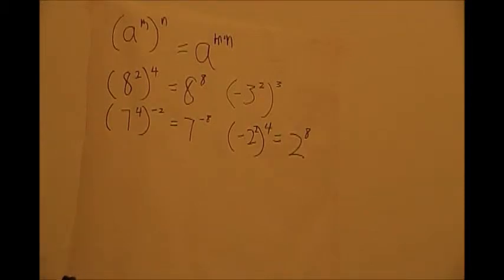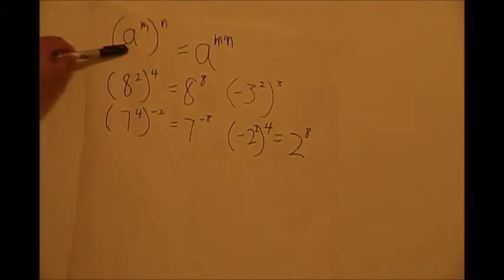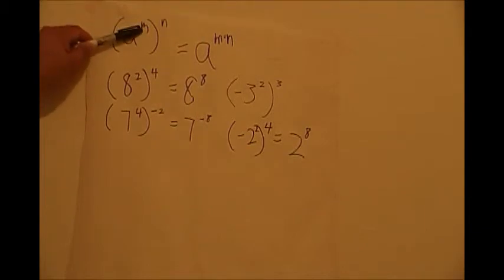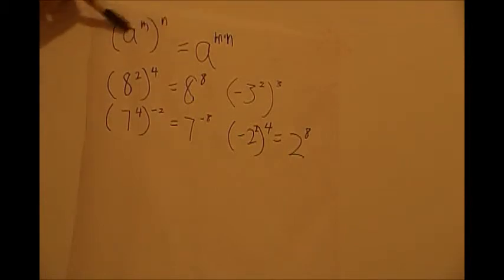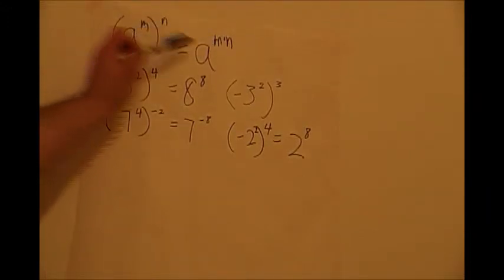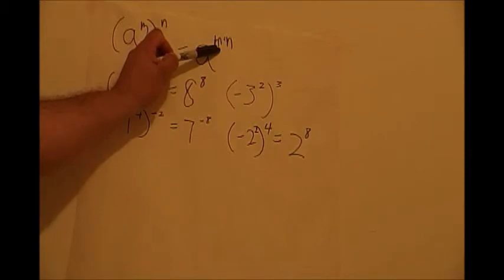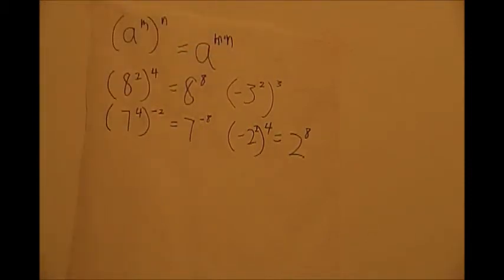Alright, next we're going to be talking about what we call the power properties, okay? So this is where we have an exponent a to the m power, and the whole thing is going to be to the nth power. So it's a to the m to the nth power. If you have that, this is what we call a power of a power, alright? So what we're going to do is multiply m and n. So it's going to be a to the m times n.